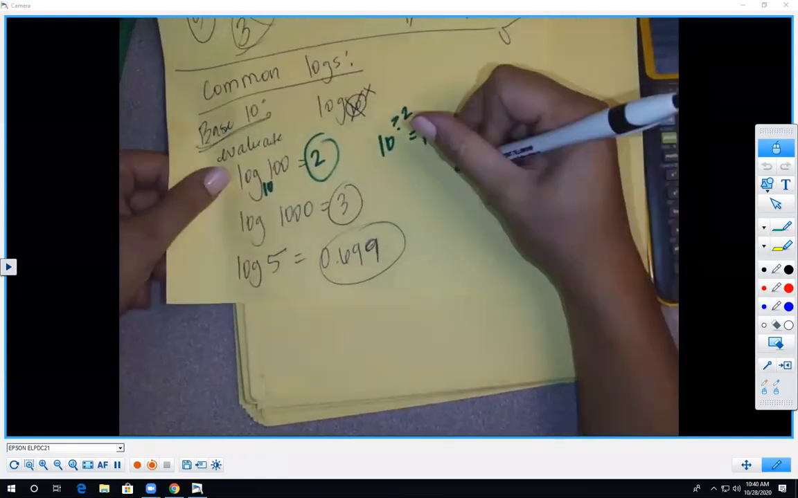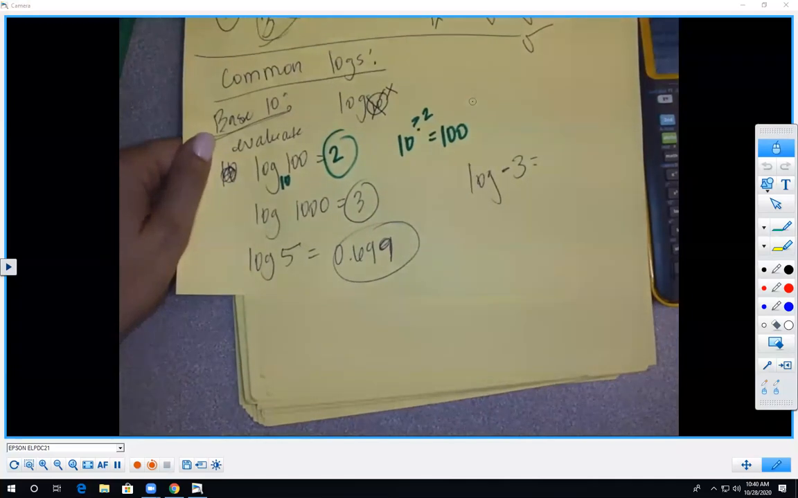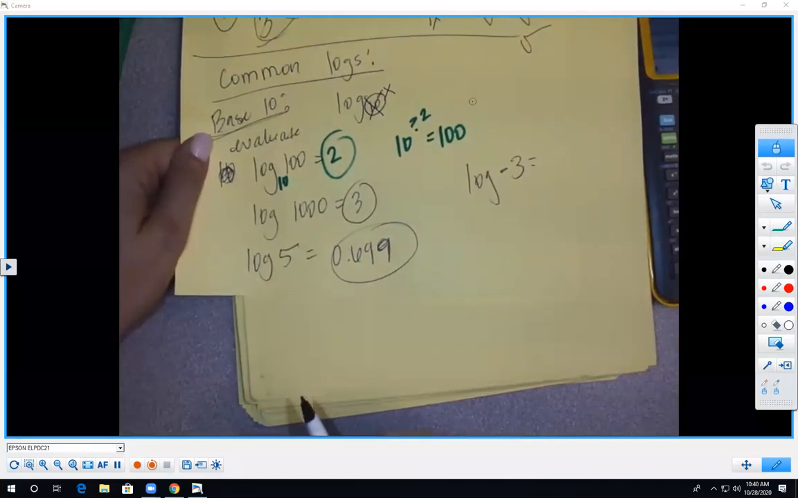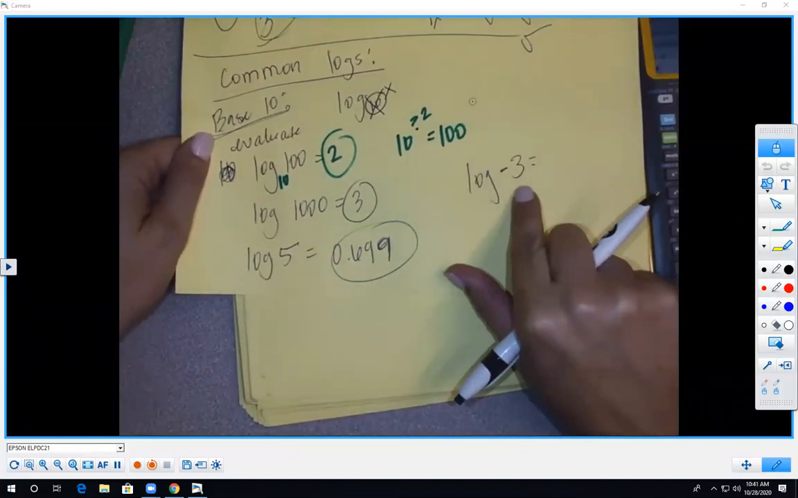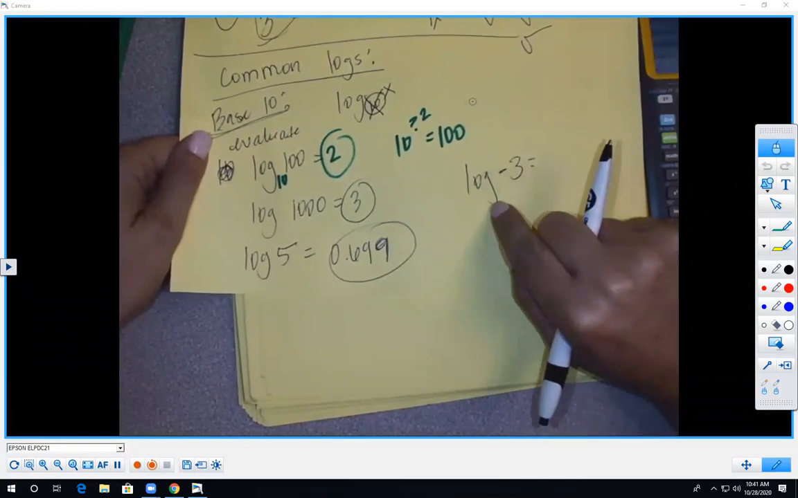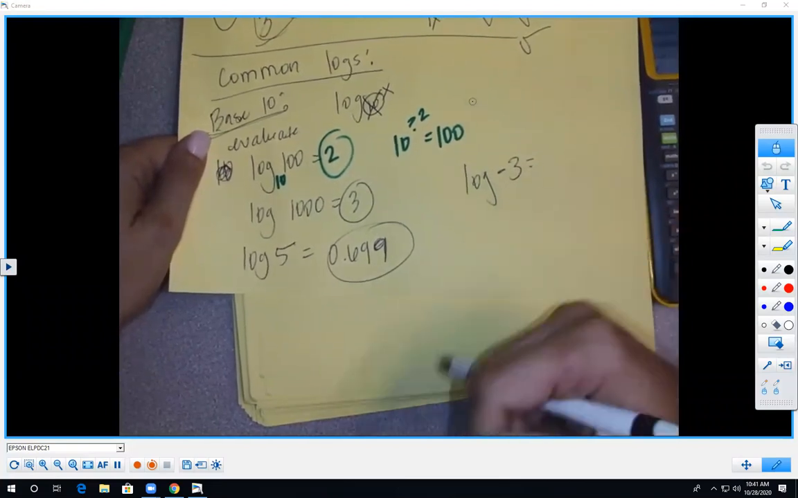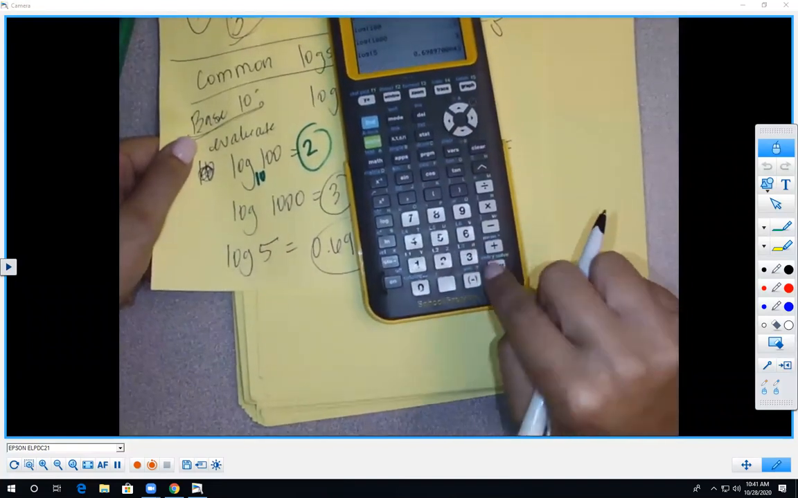Oh, real fast. What about if I did log of -3? You can't do it. Why can you not do it? Because I can't put in a negative number into a log. The idea here is 10 to what power equals -3. I can't take any base and turn it into a negative number. You can also check that. Log of -3.